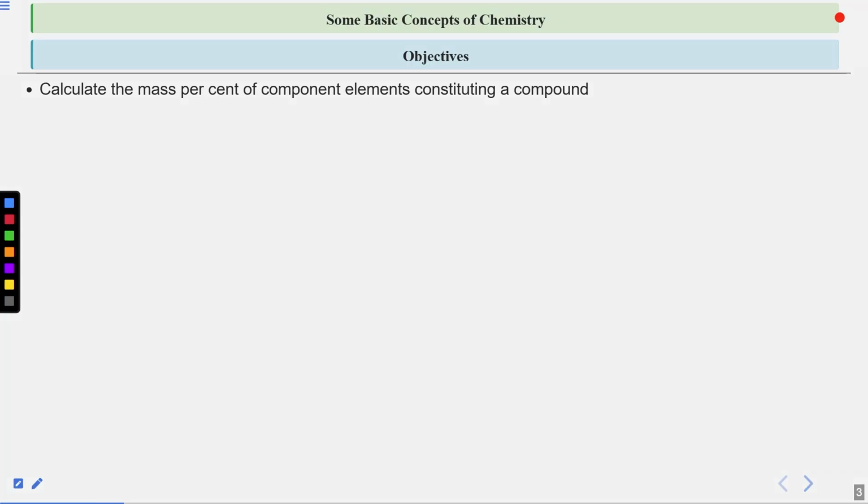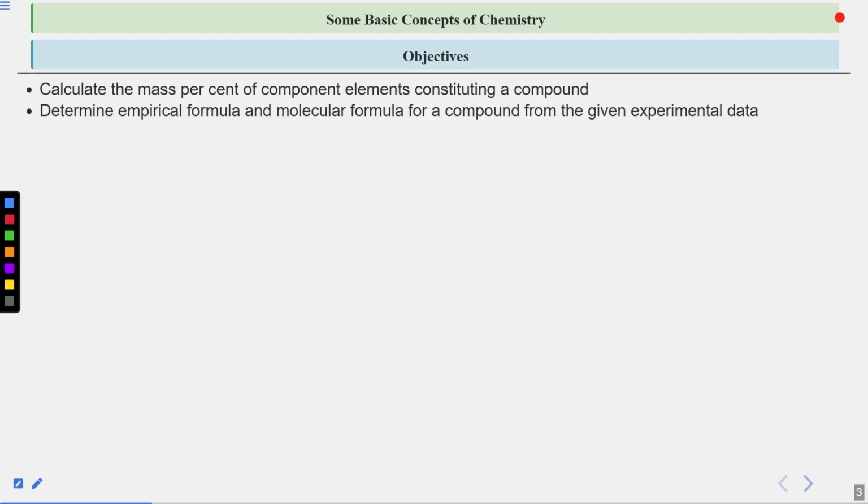In this class, our objective would be to calculate the mass percent of the component elements constituting a compound. Then we will see what is empirical formula and molecular formula, which is the most important part of this lecture. Lastly, we will see how we will perform the stoichiometric calculations.